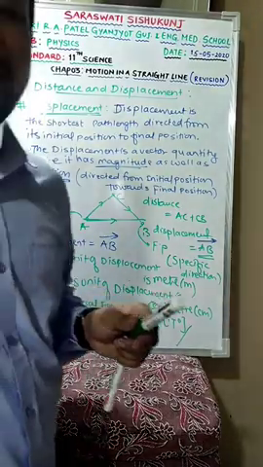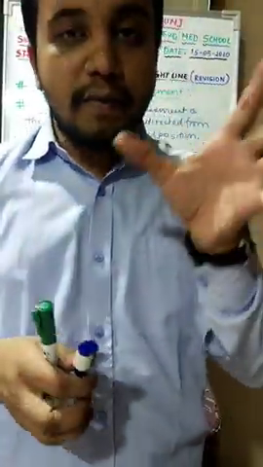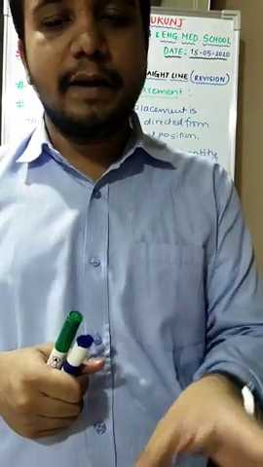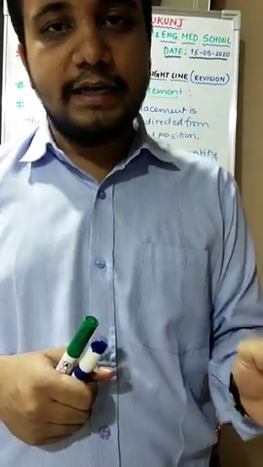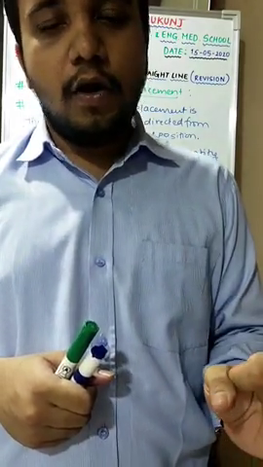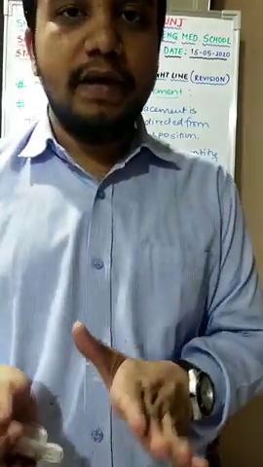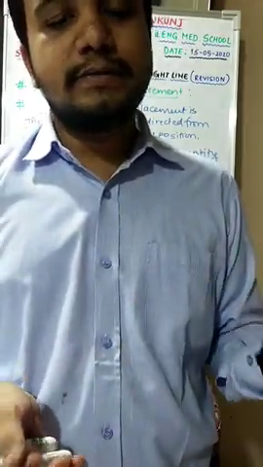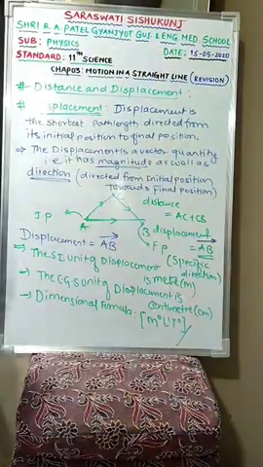Now the next question we have is that displacement might be positive, negative, or 0. Or you can say that displacement can be smaller or equal to the distance but can never be greater than distance. That we have to prove by example.